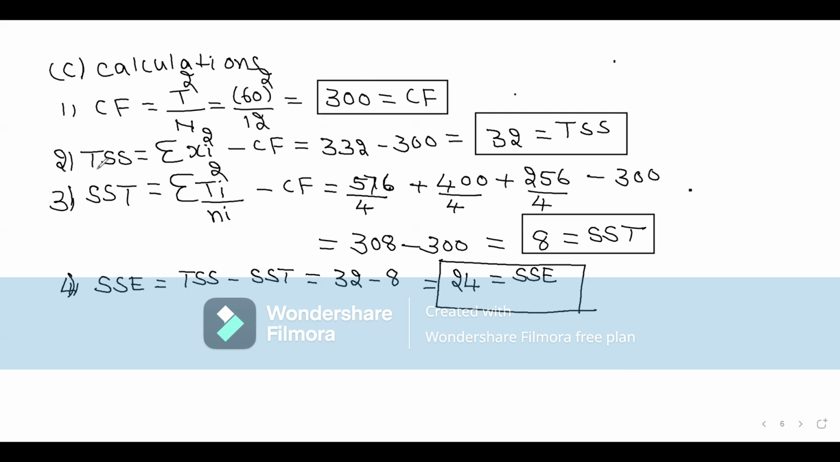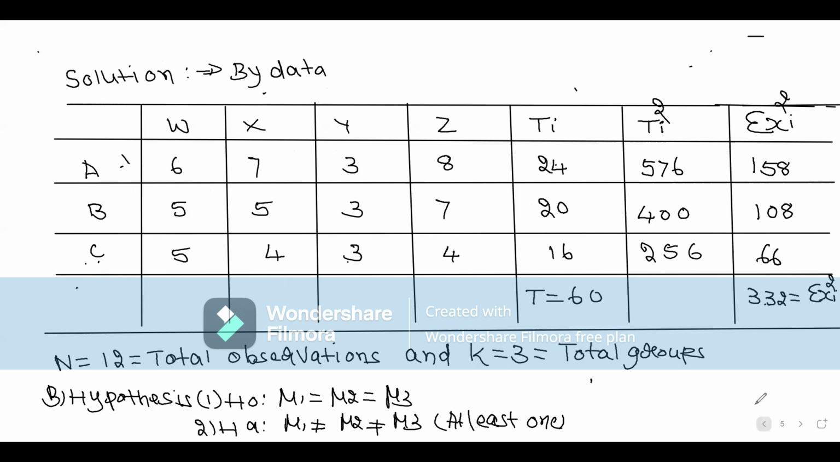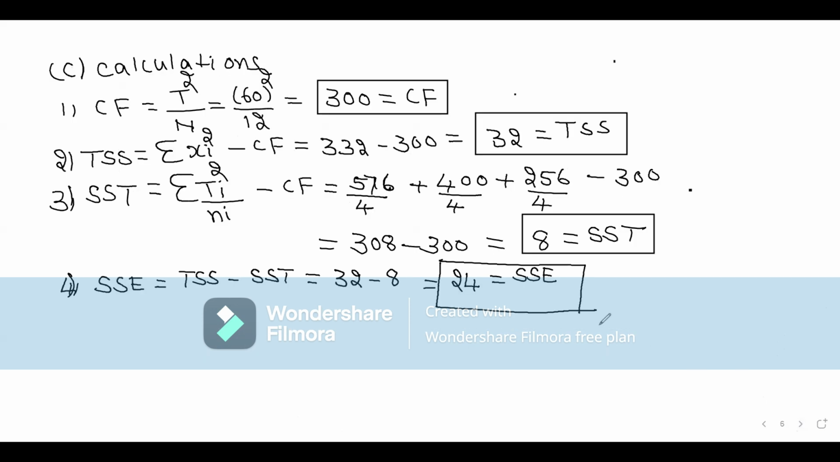Then next calculation, TSS: summation of xi square minus CM. Look here, summation of xi square from the table is 332. Look here, 332 minus CM. CM we have just now calculated as 300. It is 32, which means TSS. Box it. It is an important result. Next, SST equals summation of Ti square upon ni minus CM.